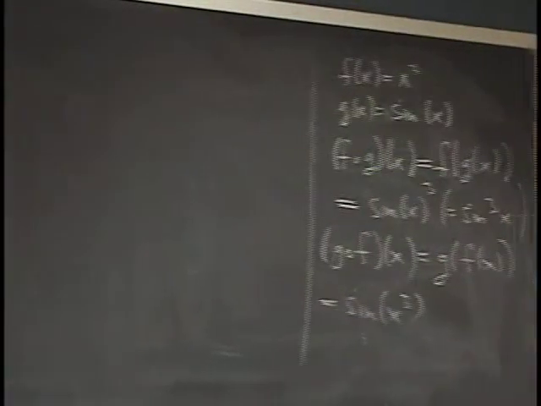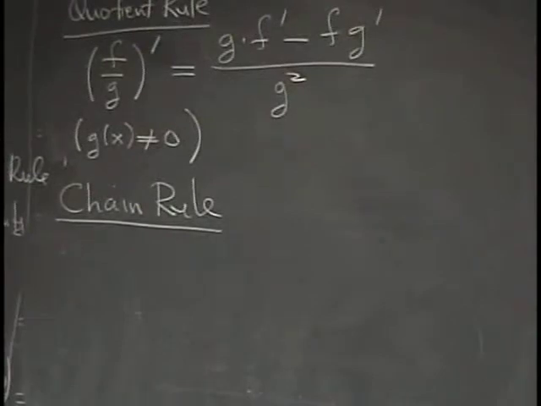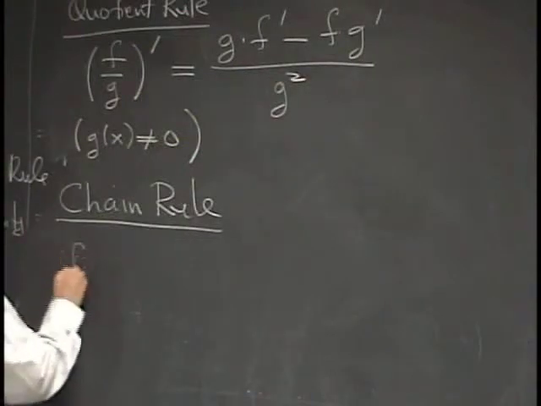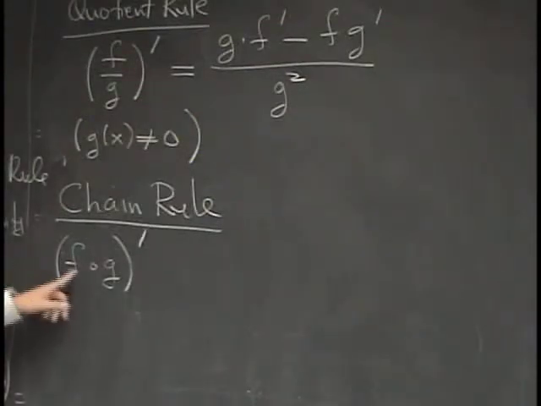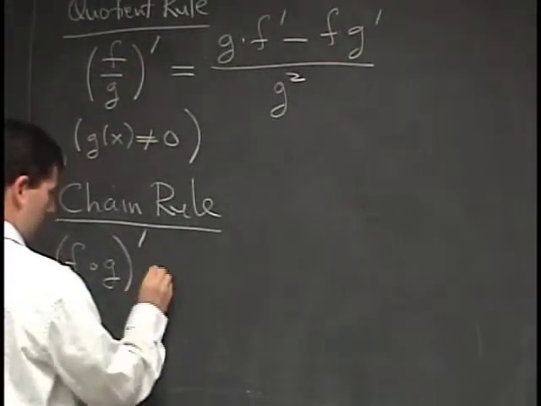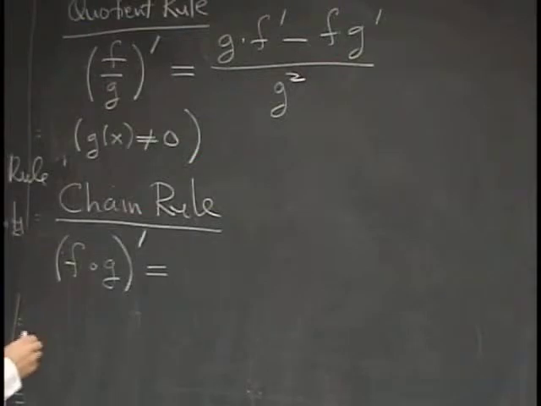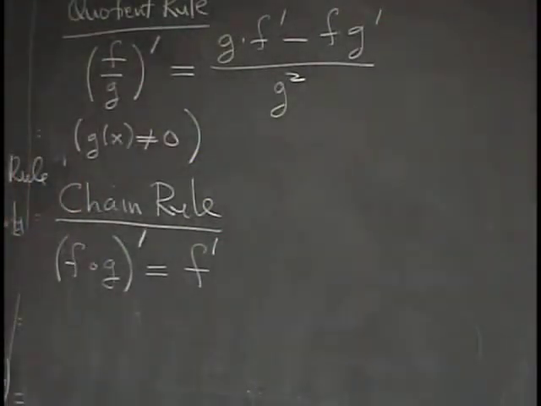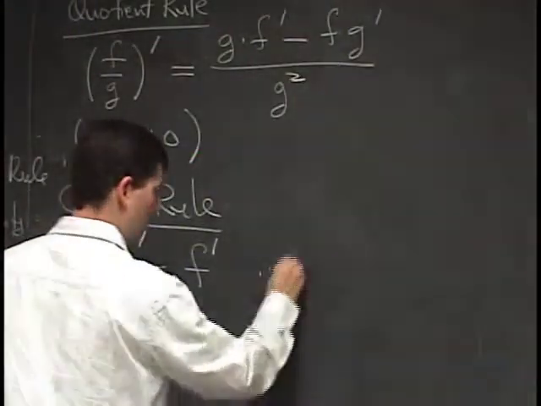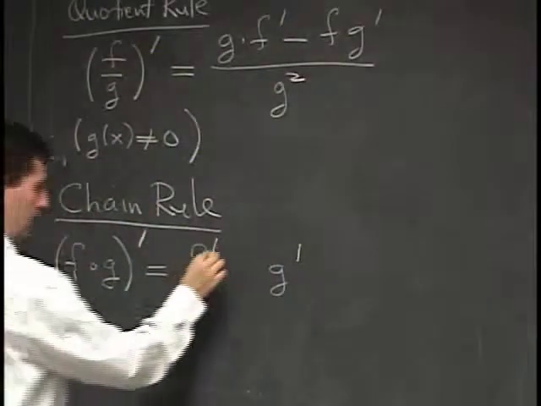And it's called the chain rule. And it is the closest thing we have to being able to say that the derivative of a product is the product of the derivatives. It's the closest thing we have. And it's going to say the following. If I compose two functions, so this little circle is composed, and I take the derivative, this is equal to, well, the derivative of f times the derivative of g. Almost. There's a little something missing.